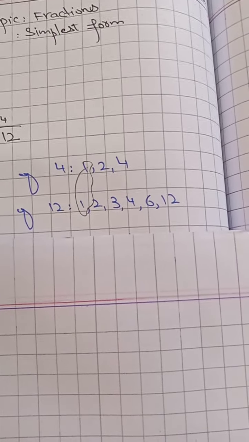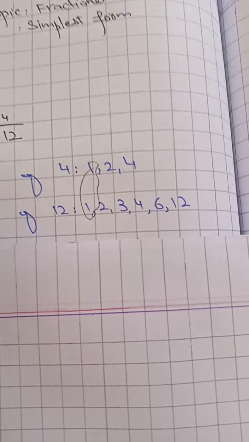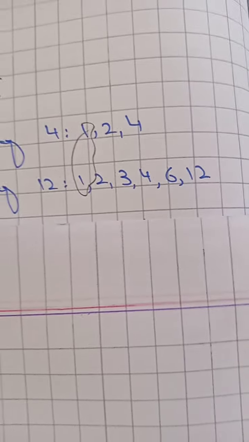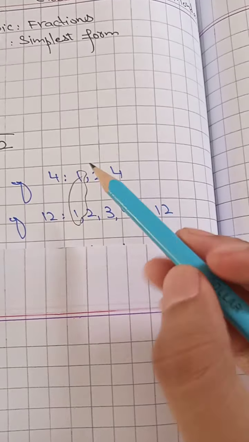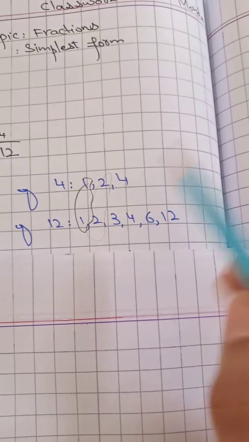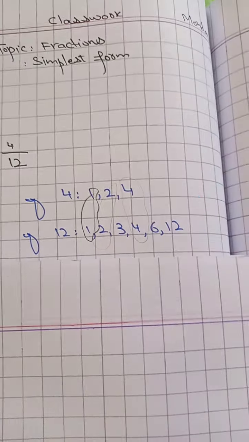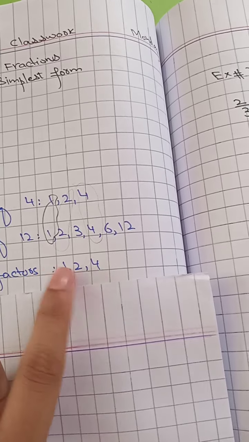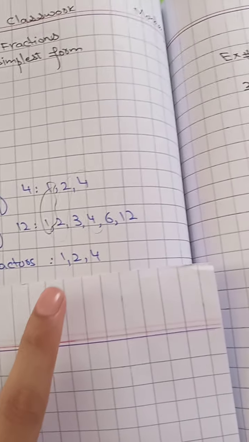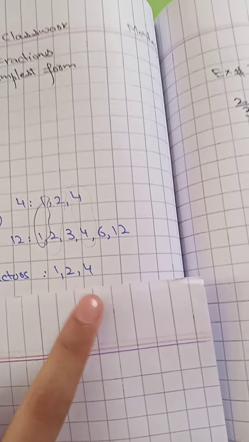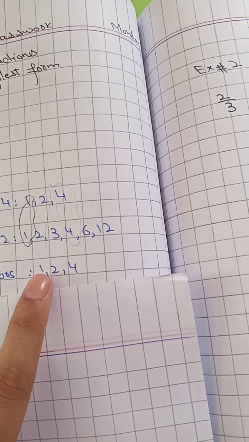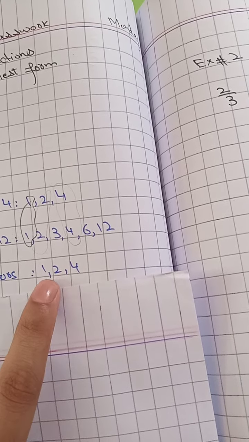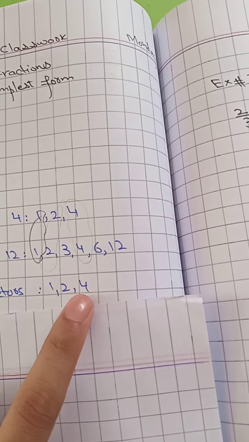Okay, after finding the factors of numerator and denominator, we'll go for the common factors. Common factors are 1, another is 2, and the last one is 4. Okay, after finding the common factors 1, 2 and 4, we'll go for the greatest common factor. Look at this, which number is greater in these numbers, 1, 2 or 4? Obviously 4 is greater than 1 and 2, so our greatest common factor will be 4.